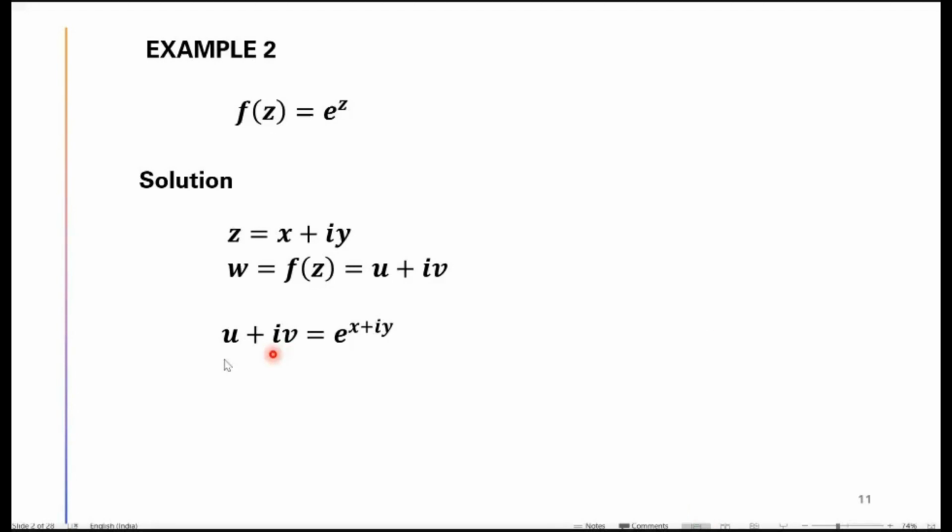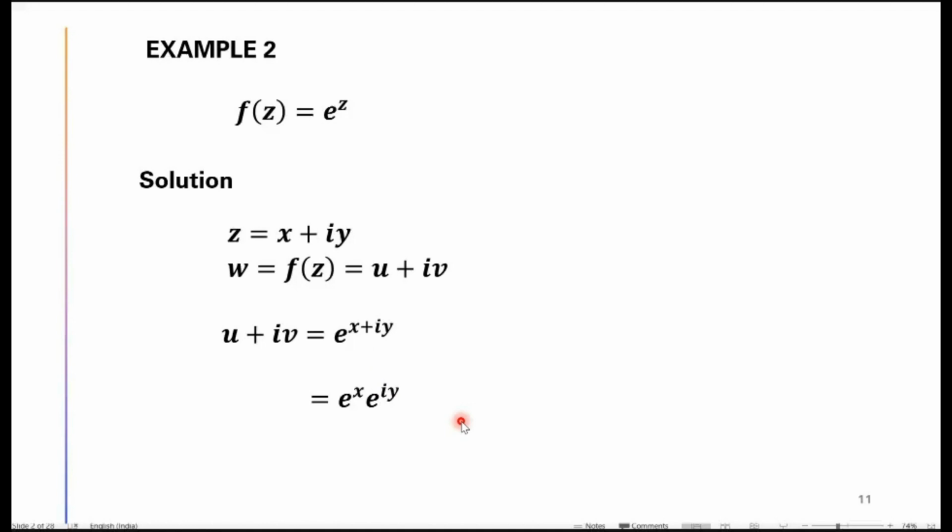ठीक है? अभी हमें क्या करना है? व्हाट इज नेक्स्ट स्टेप? हमको u और v निकालना है. u and v आर द रियल एंड इमेजिनरी पार्ट ऑफ द लेफ्ट हैंड साइड. तो राइट हैंड साइड का भी हमें रियल एंड इमेजिनरी पार्ट निकालना है. ओके, नाउ टू कैलकुलेट द रियल एंड इमेजिनरी पार्ट फॉर e रेज टू फंक्शन, जस्ट सेपरेट दिस. e रेज टू x प्लस iy को हमें लिखना है e रेज टू x इंटू e रेज टू iy.